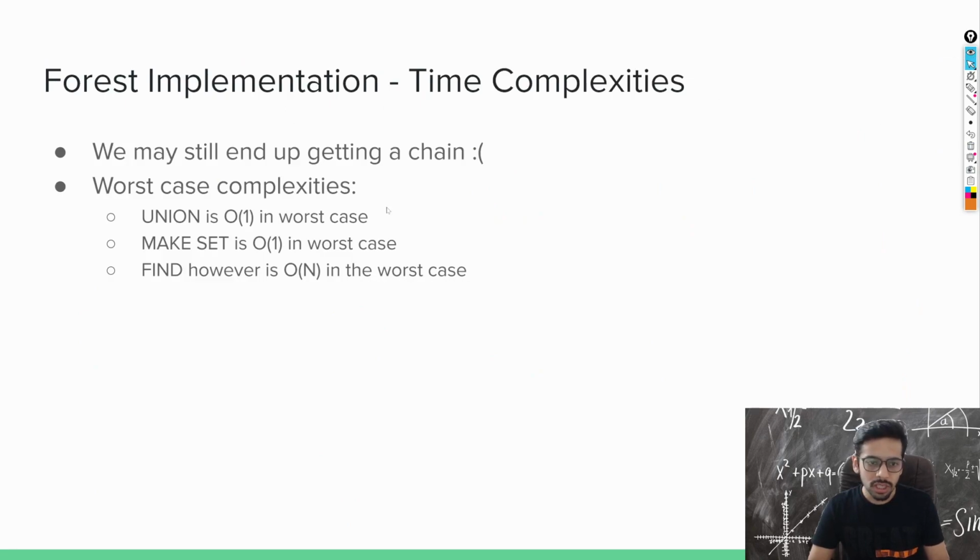So union is O of 1 times whatever the complexity for find is, which we can improve. Make set is O of 1, very good. Find is currently O of n, but we will be improving it to a much better complexity using two heuristic algorithms that we'll study.